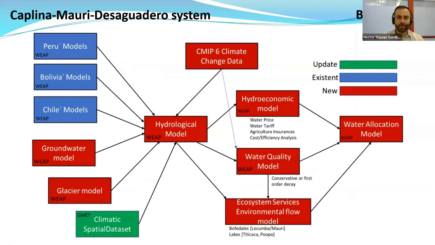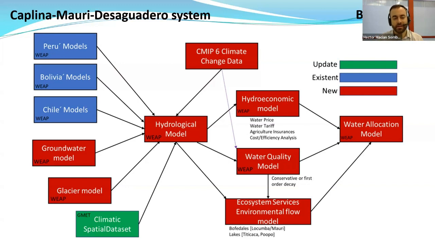Then for the Caprina-Mauri Desaguadero system, which is based in Latin America, in Bolivia, Peru, and Chile. So now there are three separate WEB models for Peru, for Bolivia, and for Chile, and these models will be combined and expanded into a single WEB model representing the whole river basin. Besides this model, we have new components that the current models do not have.